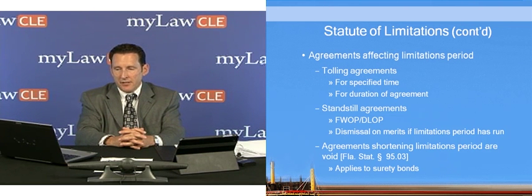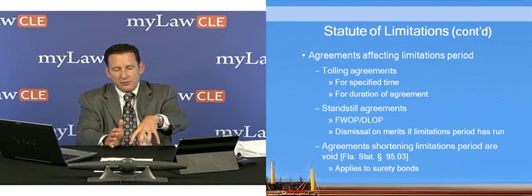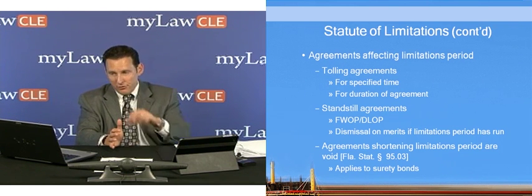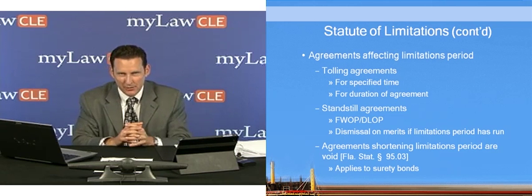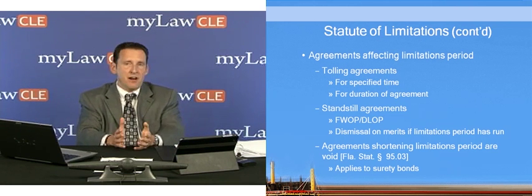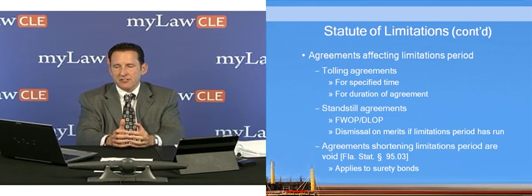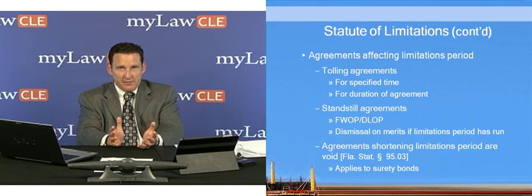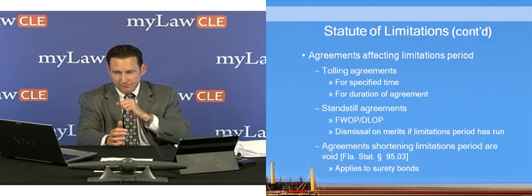Another agreement that can affect limitations period is a standstill agreement. Now, tolling agreements you typically see before a suit is filed. A standstill agreement is going to come into play after a lawsuit is filed, and you're probably asking yourself, well, why would I do a standstill agreement once I've filed a lawsuit? Basically, the statute of limitations is tolled anyway, and once you've timely filed suit, you don't even have to worry about a statute of limitations defense.